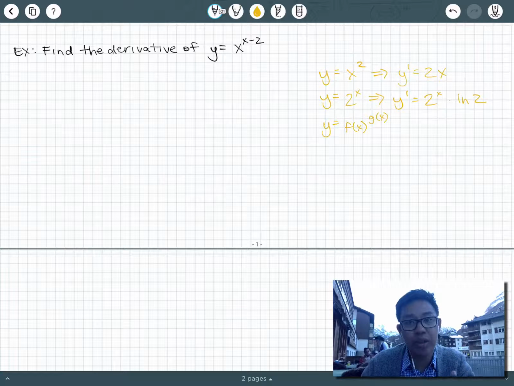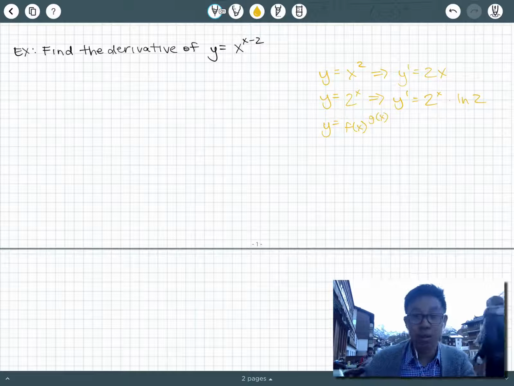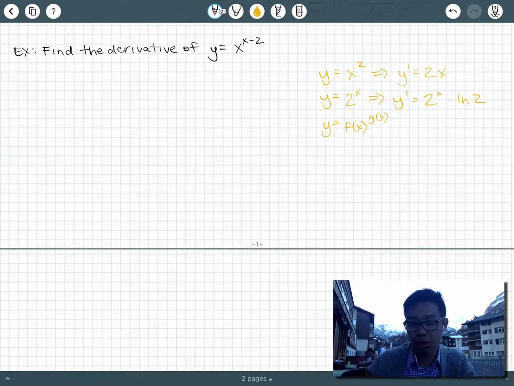When you have a function raised to another function, in that case you use logarithmic differentiation, and you'll get a product rule out of this because you'll be able to use the law of powers, the logarithmic law of powers.